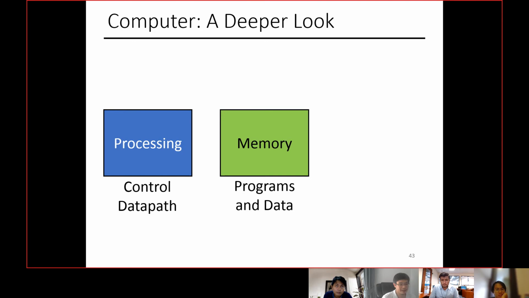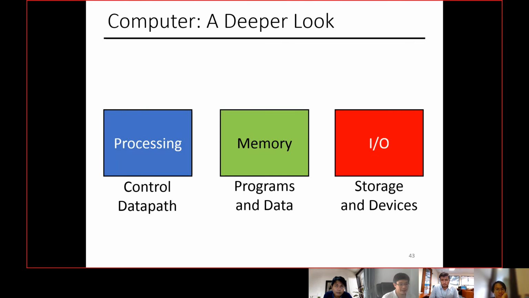When you're not running your program, then you have things like storage, hard drive, and SSD. Input-output devices like keyboard and mouses. These are external interfaces so that you can interact with the computer, right? And with these 3 boxes, you have a complete running computer.